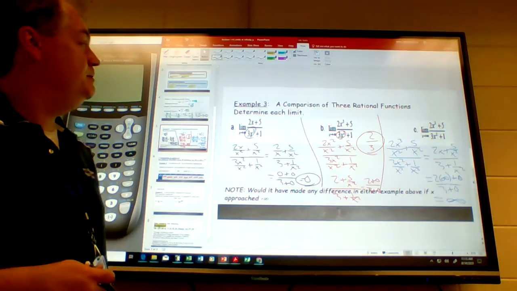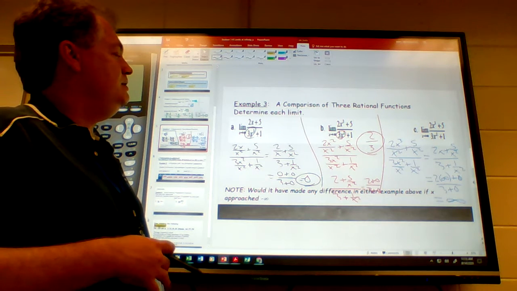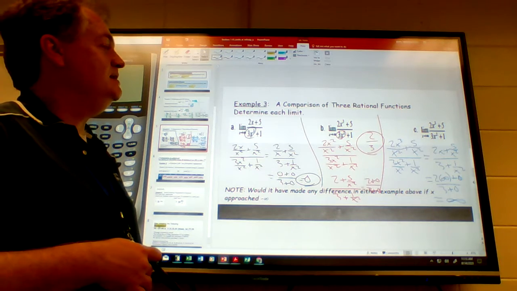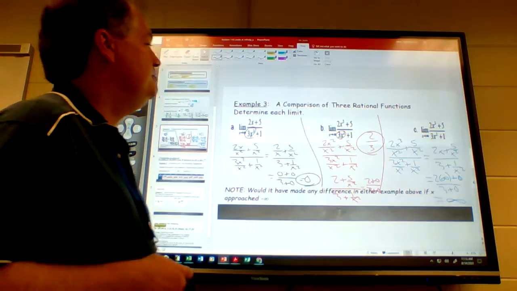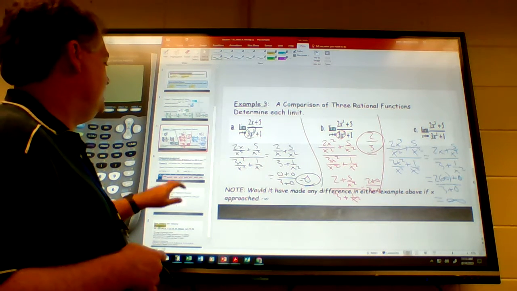This is part two, and we left off part one with the limit of A being 0, B having a limit of 2/3, and C having a limit of infinity, because there's more x on top than there is on the bottom, like you see here in part A.